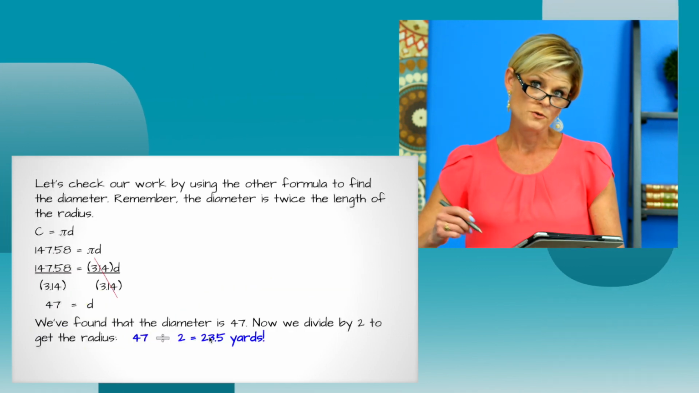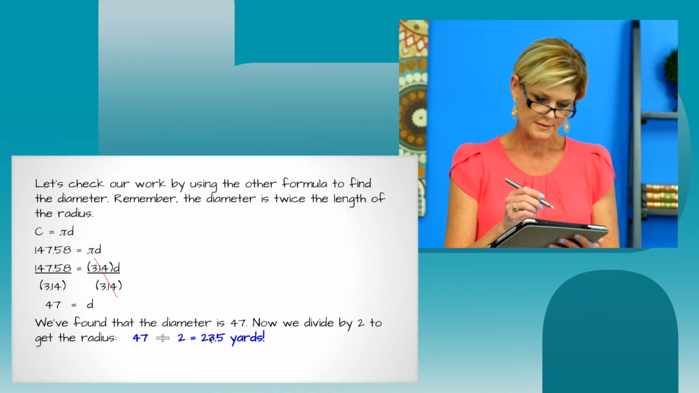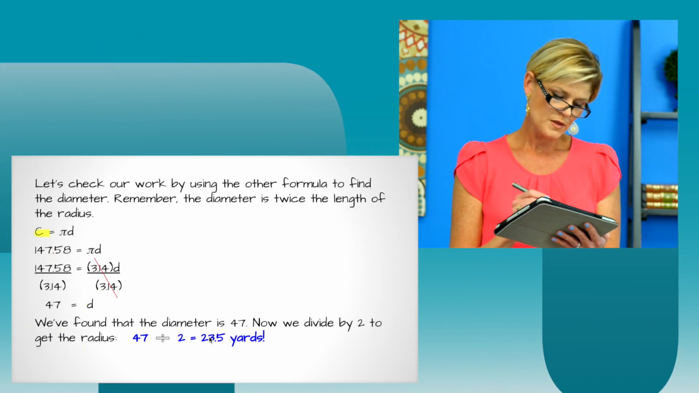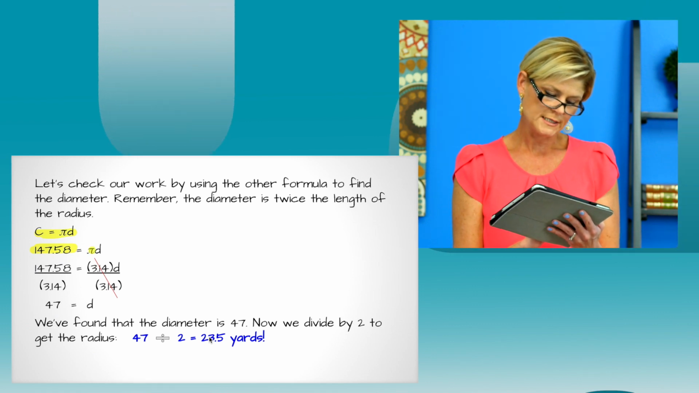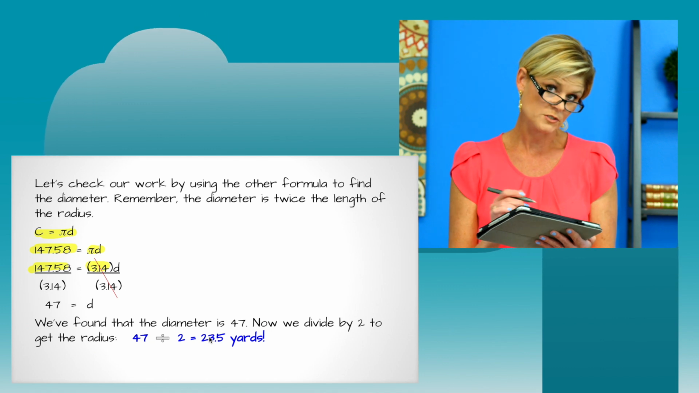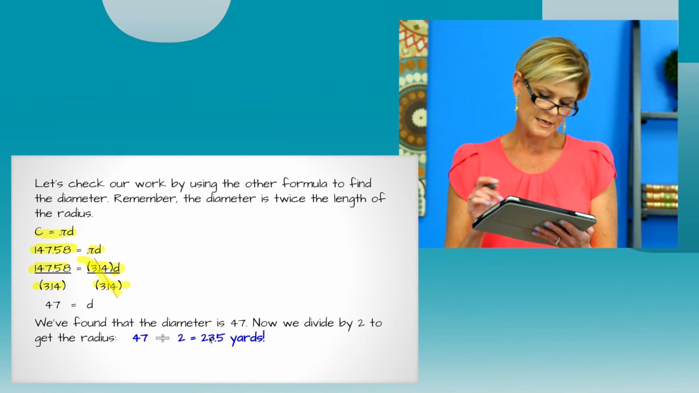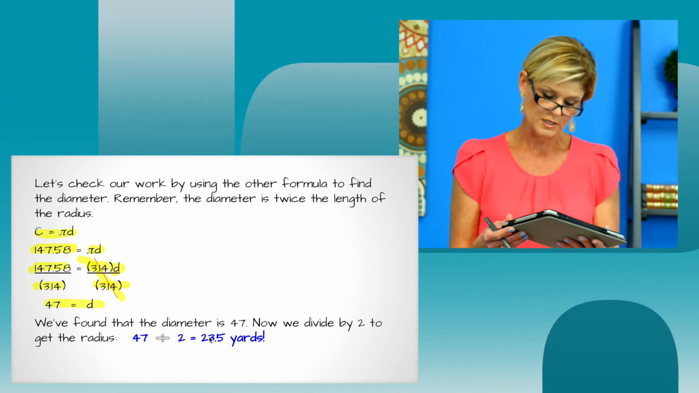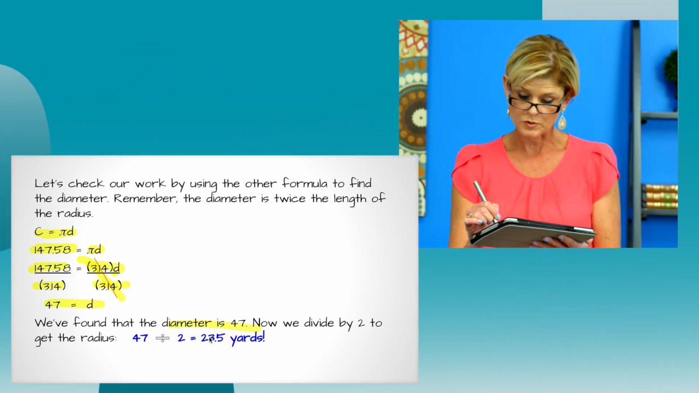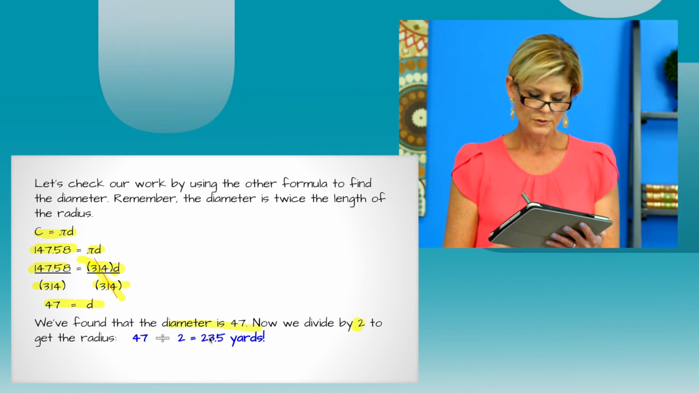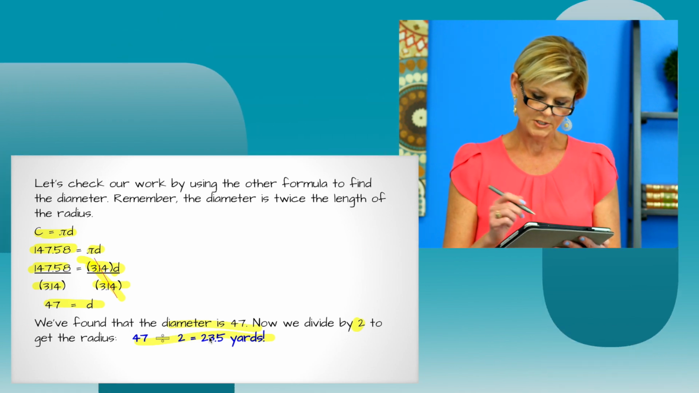So let's check our work by using the other formula to find the diameter. Now remember, the diameter is twice the length of the radius. So C equals pi d. C equals 147.58, and I've just plugged in 3.14 for pi. Now I'm going to solve for d and divide both sides by 3.14. They cancel out, and I get 47 equals d. Now we found that the diameter is 47, but now we need to divide it by 2 because we're looking for the radius. So 47 divided by 2 equals 23.5 yards. So it's actually quite simple.